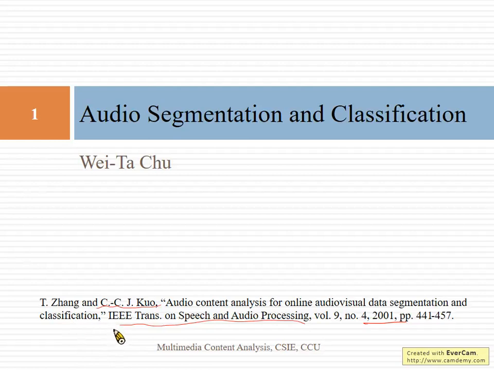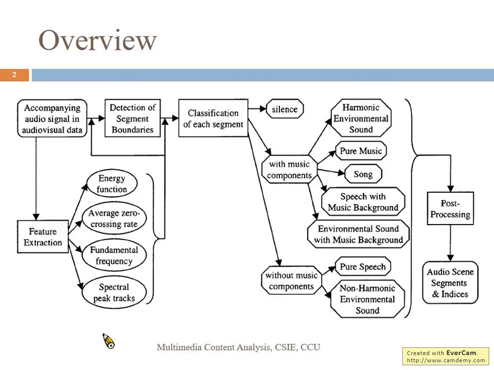They propose a system that can discriminate various types of audio signals based on very many audio features. This is the overview of this work. Given an audio signal, they will first extract several features including energy function, average zero crossing rate, fundamental frequency, and spectral peaks, and so on.